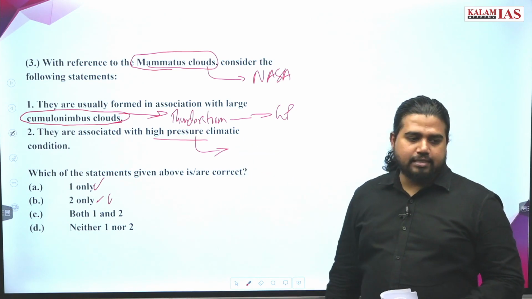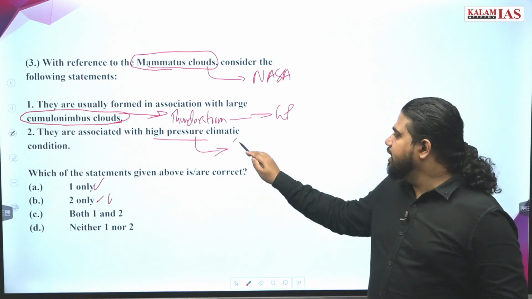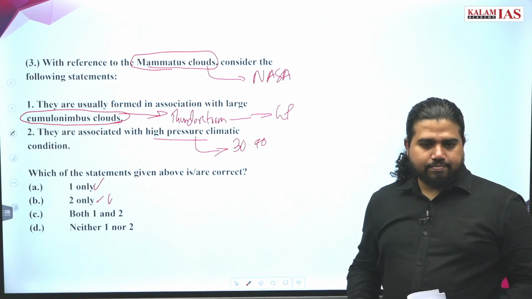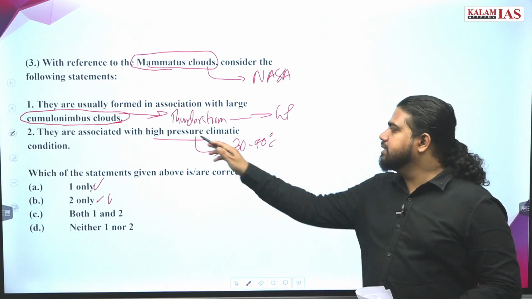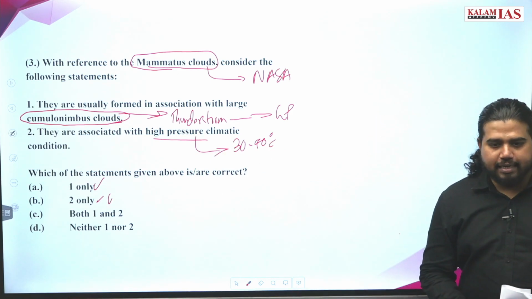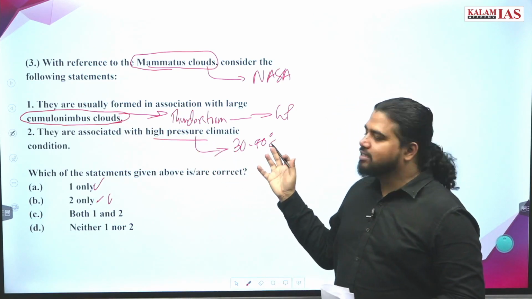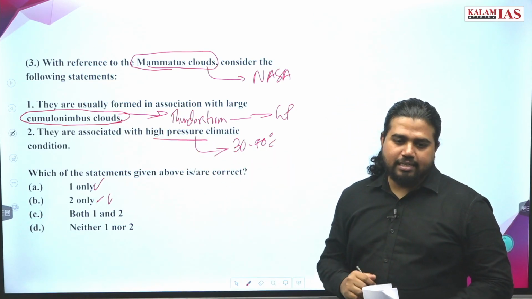Where exactly do you find this? In the mid latitudes, like 30 degrees, 40 degrees, where you find these deserts. This is the area where you can see this high pressure climatic system. Now we know cumulonimbus clouds cannot be associated with these desert regions at 30 degrees, 40 degrees.